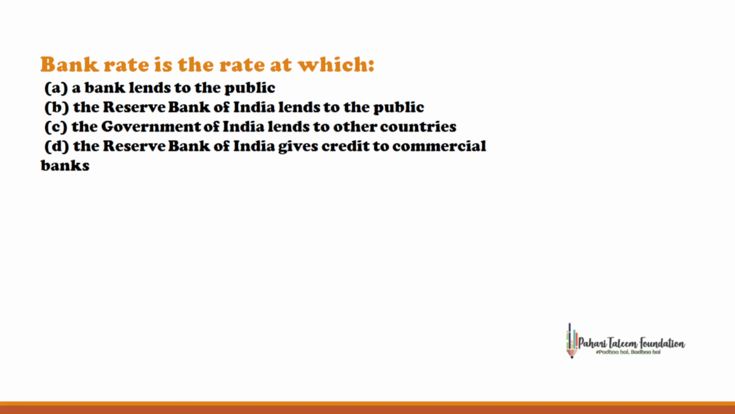So the right answer is option C, that is RBI. So the next question on your screen is, bank rate is the rate at which. The options are: option A, a bank lends to the public; option B, Reserve Bank of India lends to the public; option C, the government of India lends to other countries; and option D, the Reserve Bank of India gives credit to the commercial banks. So the bank rate is the rate at which the Reserve Bank of India gives credit to the commercial banks. So option D is your right answer.